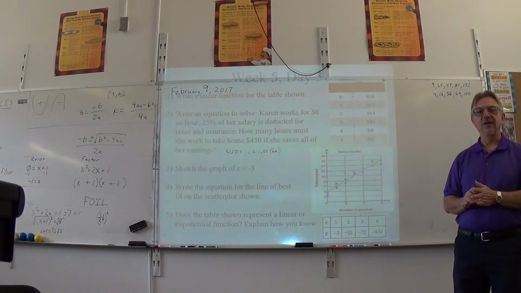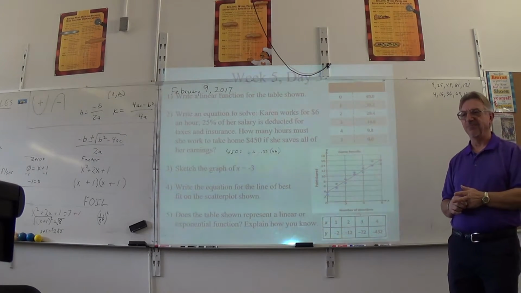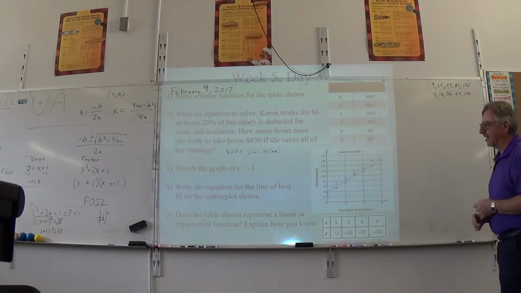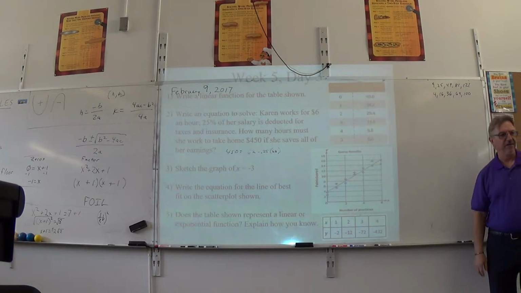Wait, on number 3? On number 3, I don't have one. It doesn't have one. 0. Good job. It doesn't have a y-intercept. Ooh, just call me Einstein. Okay, so number 4, give me an equation for the scatter plot here.